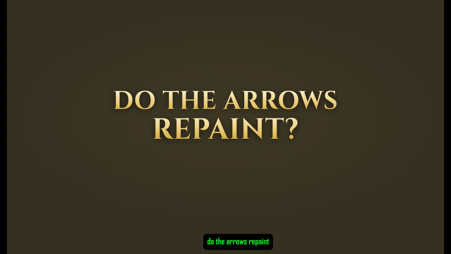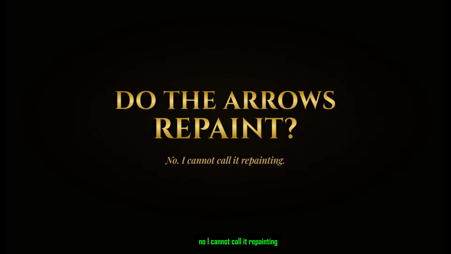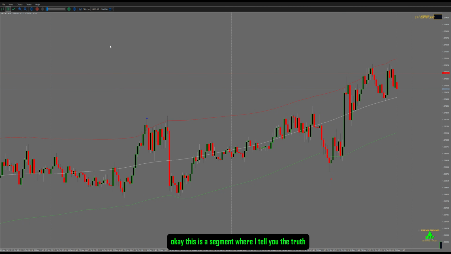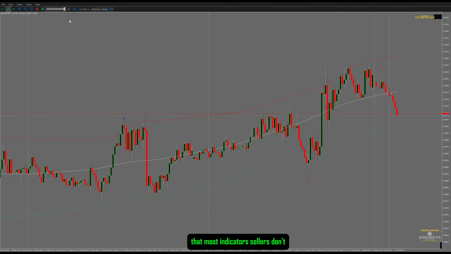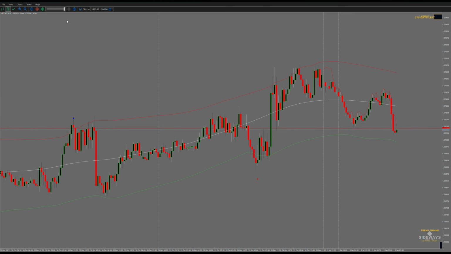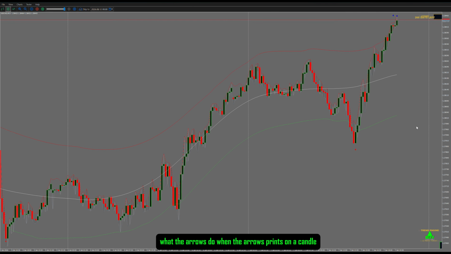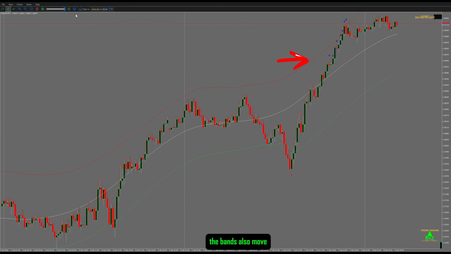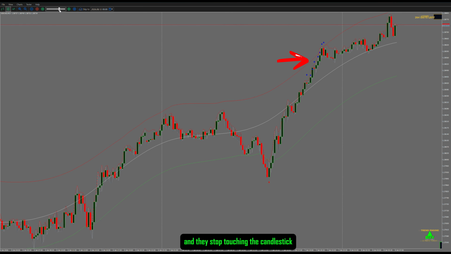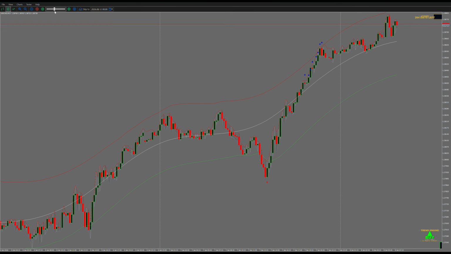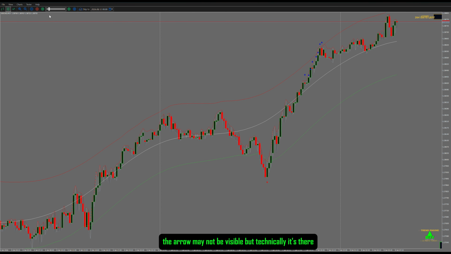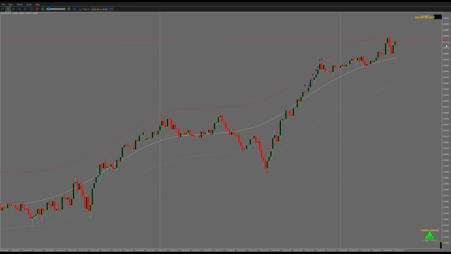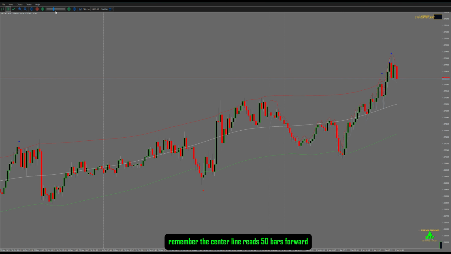Do the arrows repaint? No, I cannot call it repainting. Okay, this is a segment where I tell you the truth that most indicator sellers won't. When an arrow prints on a candle, it is locked permanently. But as the price moves, the bands also move, and they stop touching the candlestick that had the arrow. When that happens, the arrow may not be visible, but technically it's there. An open price never changes once it's printed. Remember, the center line reads 50 bars forward.